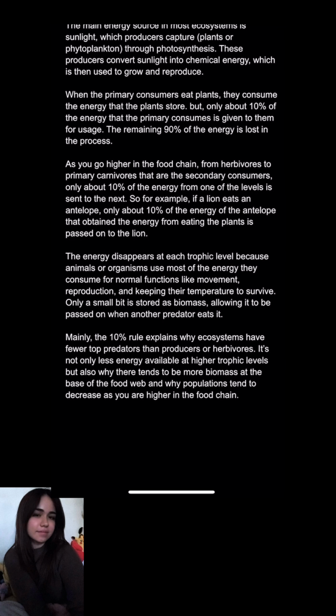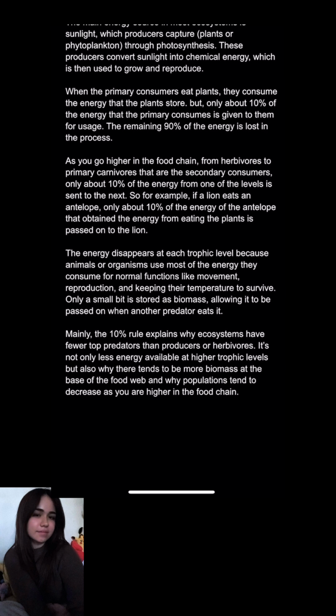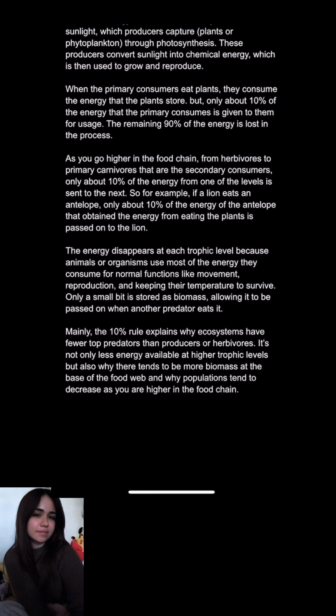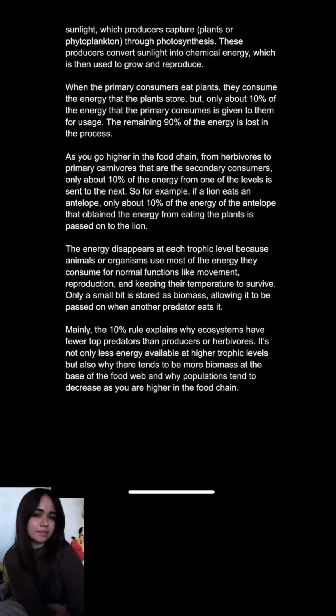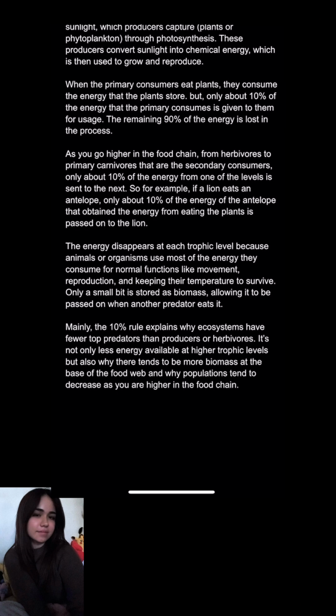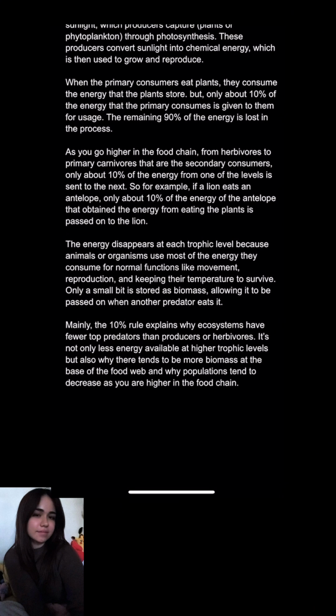The energy disappears at each trophic level because animals or organisms use most of the energy they consume for normal functions like movement, reproduction, and keeping their temperature to survive. Only a small bit is stored as biomass, allowing it to be passed on when another predator eats it.